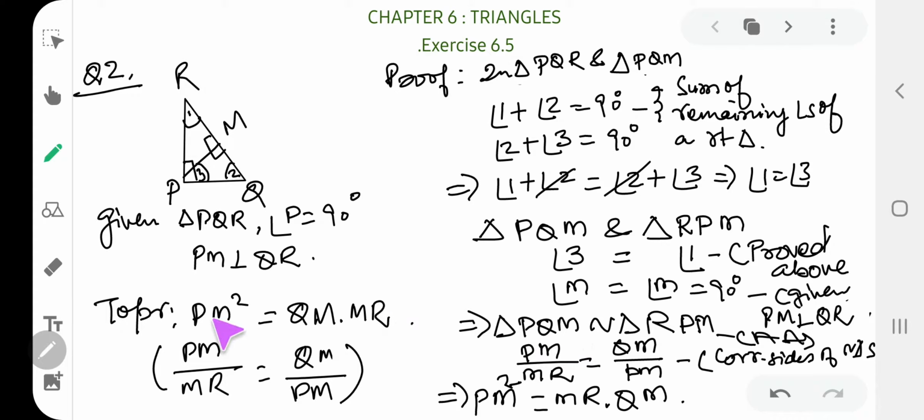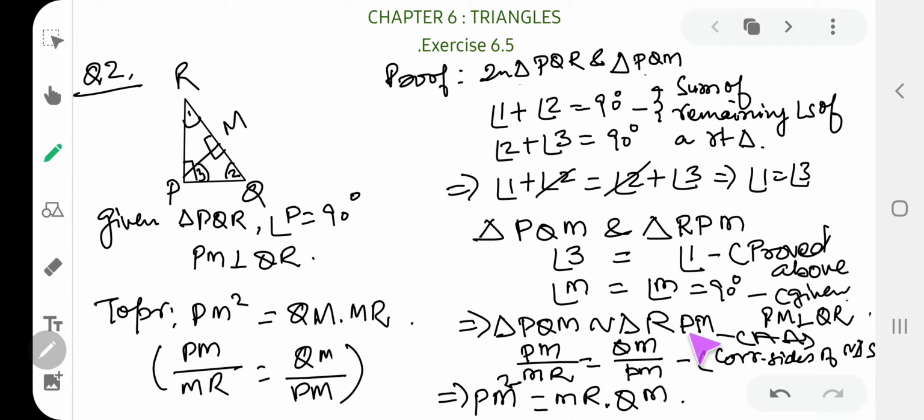In the corresponding side, you want PM to have a square. So PM once you will have from this triangle. So it should come in numerator. And corresponding side to PM is RM or MR. So in the denominator you will write MR.